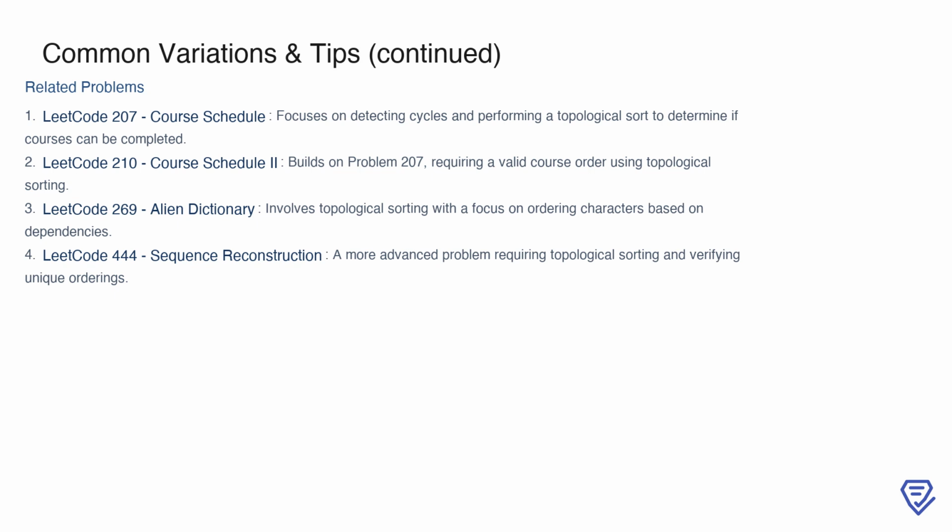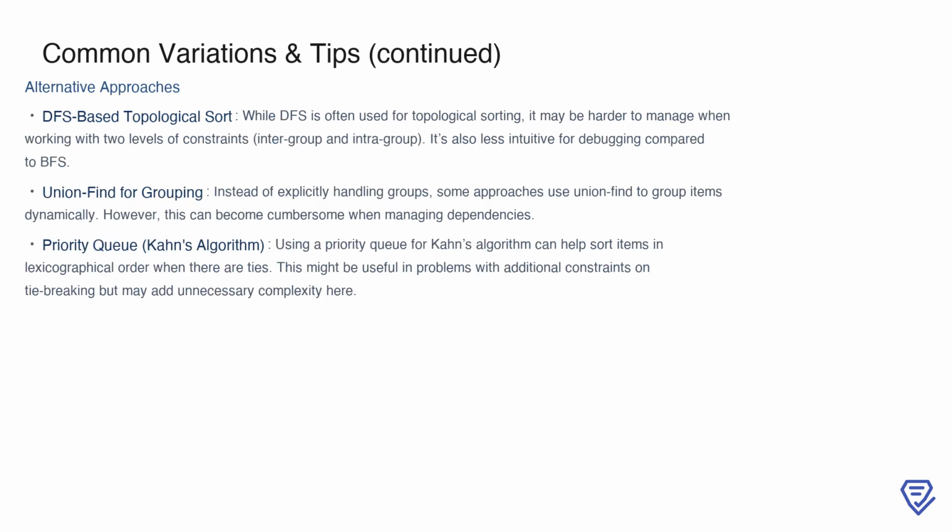While the standard approach for this problem involves topological sorting with two graphs, there are alternative methods worth considering. A DFS-based topological sort is one option, but it can become harder to manage when you have to deal with both intergroup and intragroup constraints. It's also generally less intuitive to debug compared to a BFS-based approach. Another alternative is to use union find to dynamically group items. This can simplify some aspects of managing groups, but it often becomes cumbersome when incorporating dependency relationships, making it less practical for this specific problem.